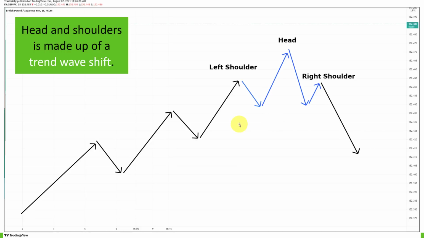So a head and shoulders trader, for example, or a breakout trader would typically look for those patterns in a mature trend, not in an established trend and not in an early trend.